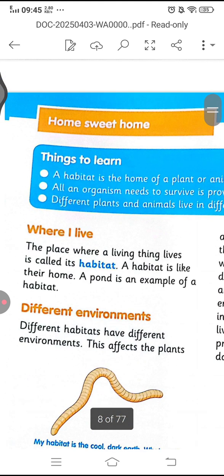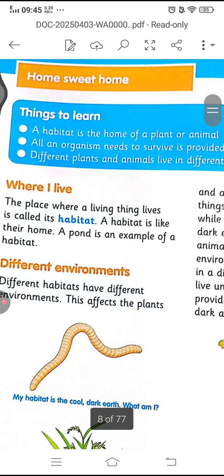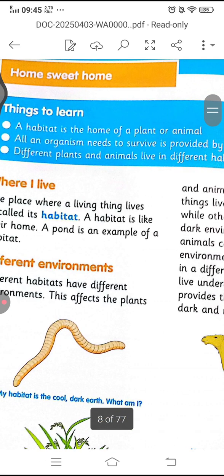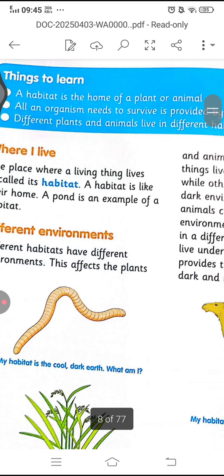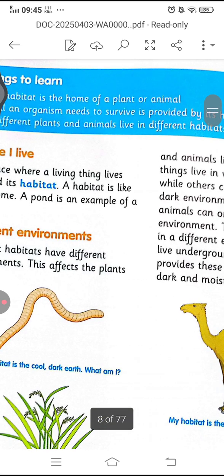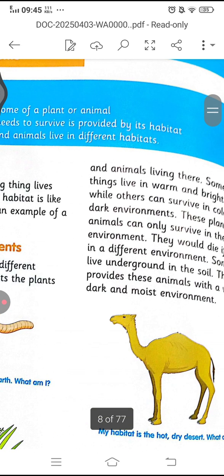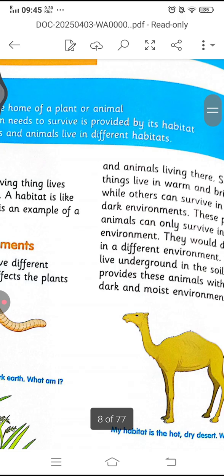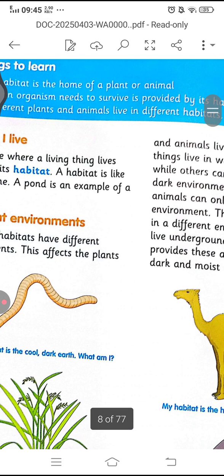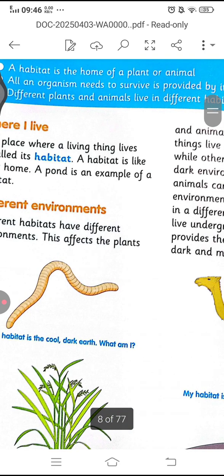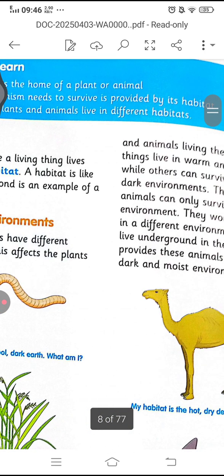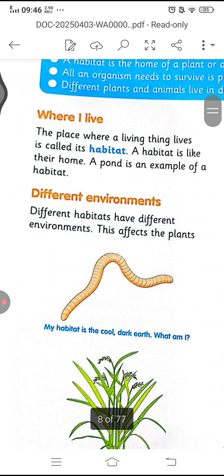Now here, home sweet home. What is a habitat? It is the home of a plant or animal, or a place. Okay, all an organism needs to survive is provided by its habitat. Habitat is the place, the environment. Different plants and animals live in different habitats. Yes, this is what we will study.